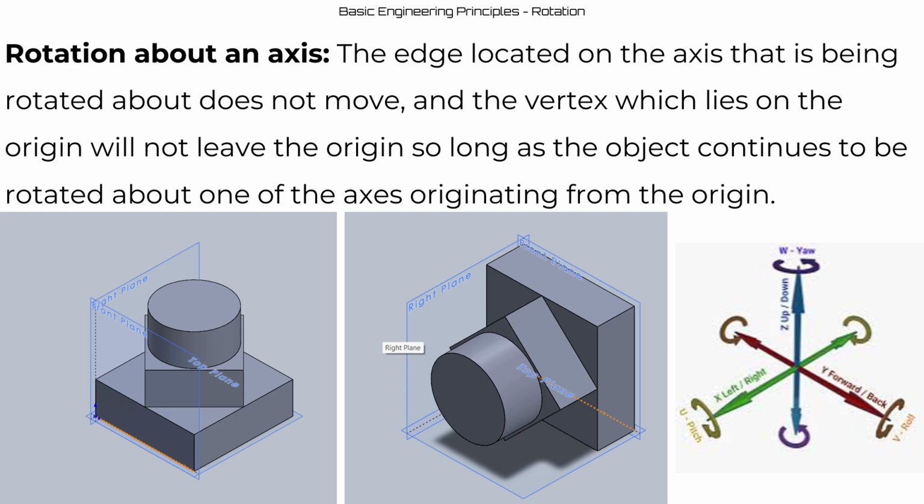And the point of the model that is correlated to the origin will not move from the origin as long as the model continues to be rotated about one of your three major axes: x equals 0, y equals 0, or z equals 0.